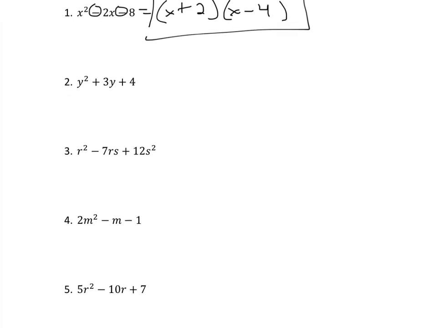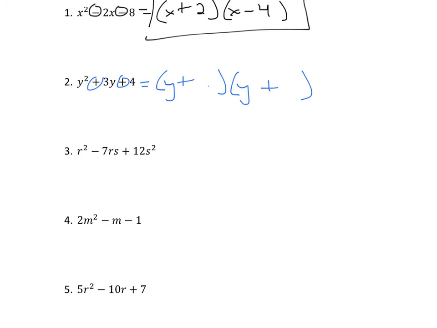Second problem here, right, you see plus and plus. That's maybe the worst circle I've ever done. Plus and plus, so you've got y and y, right? They're both going to be positive because you need to multiply to positive 4 and add to positive 3. Right, so the options here are 2 and 2 or 4 and 1. So we could try 2 and 2 first, plus 2 plus 2. That doesn't work because when you do the outside and the inside, those are going to add to 4y instead of 3y, so that doesn't work.